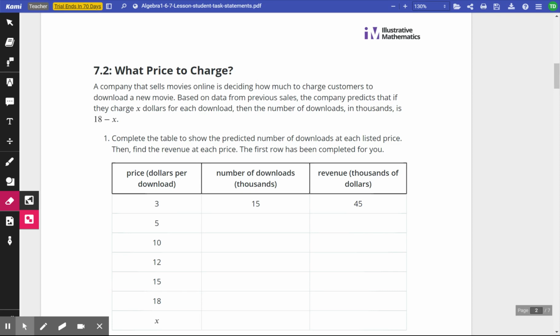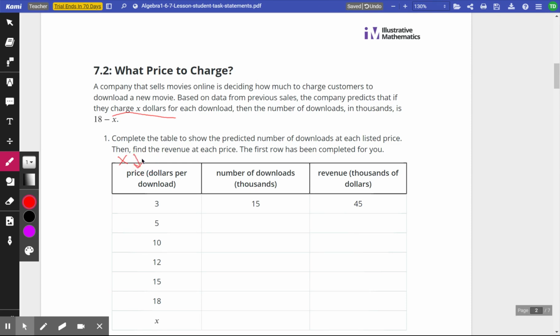So then it says, complete the table to show the predicted number of downloads at each price. Then find the revenue at each price. The first row has been completed for you. So the first column gives us the price. The price here, it says they charge X dollars. So let's get the pen on. They charge X dollars. So if they're charging X dollars, that is the price. So here, X is representing the price.